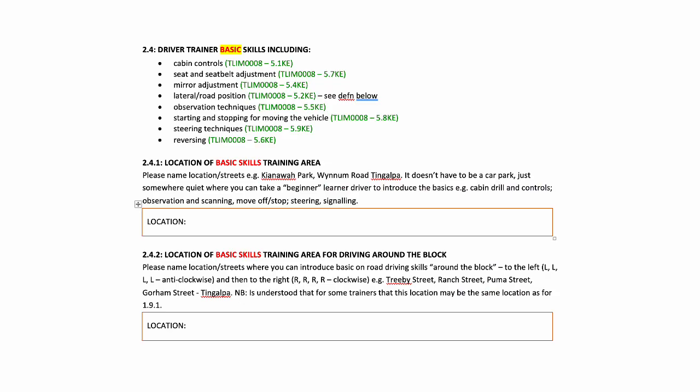Okay, in this slide we've got 2.4, driver trainer basic skills include cabin drill and controls, seat and seatbelt adjustment, mirror adjustment, lateral/road position, observation techniques, starting and stopping for moving the vehicle, steering techniques, and reversing. So when we do the practical assessment, we get the training instructors to deliver these as training, as lessons.